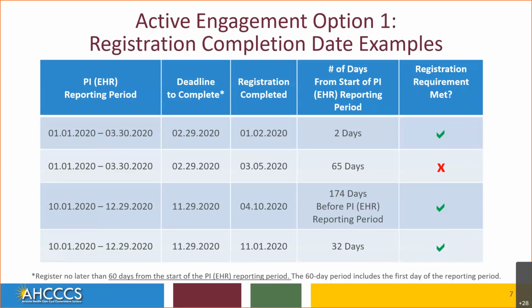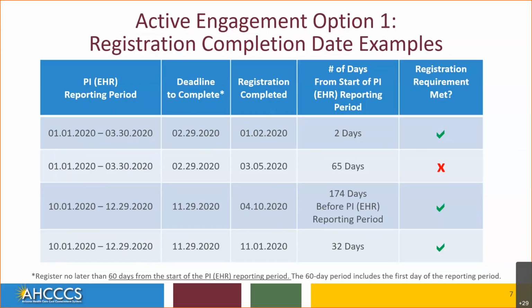Here are just a few examples of what dates would be sufficient for an EP meeting active engagement option 1. We're just going to go through the first 2 examples. The first one shows, in the top row, the PI reporting period from January 1st to March 30th, 2020. The deadline to complete registration would have to be within 60 days of the beginning of the PI reporting period, which is going to be February 29th. So say registration for this EP was completed on January 2nd. That's 2 days from the start of the PI reporting period.